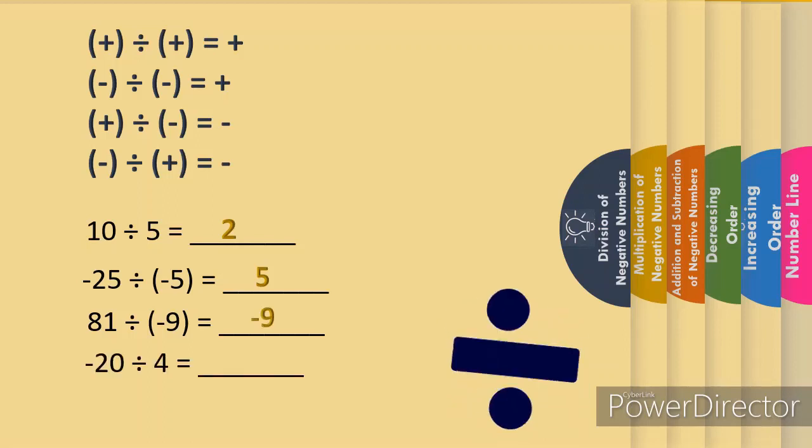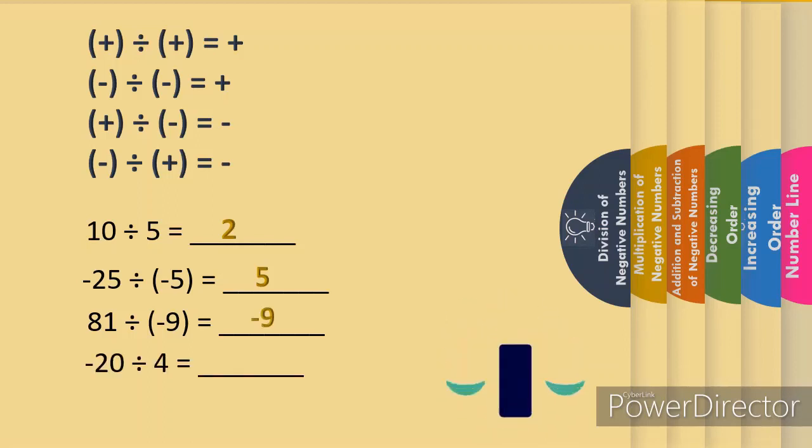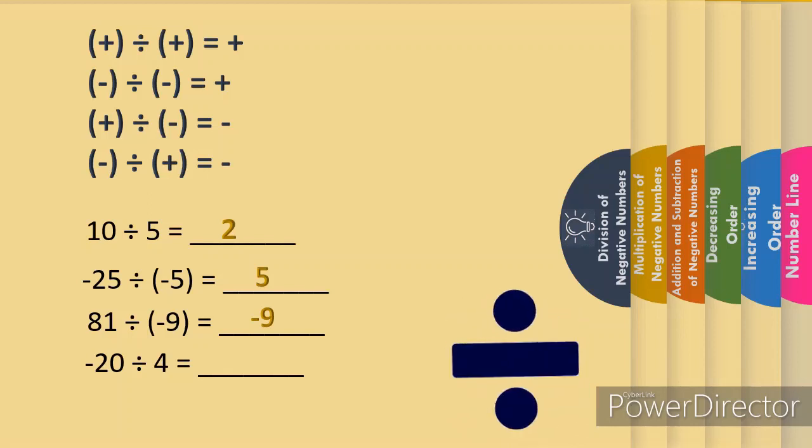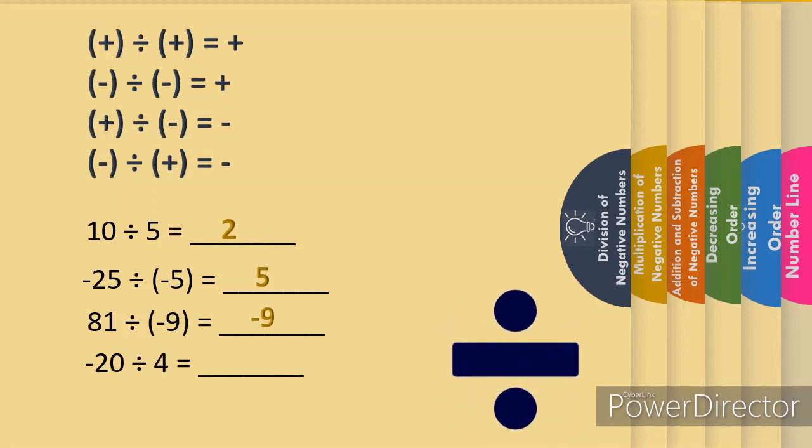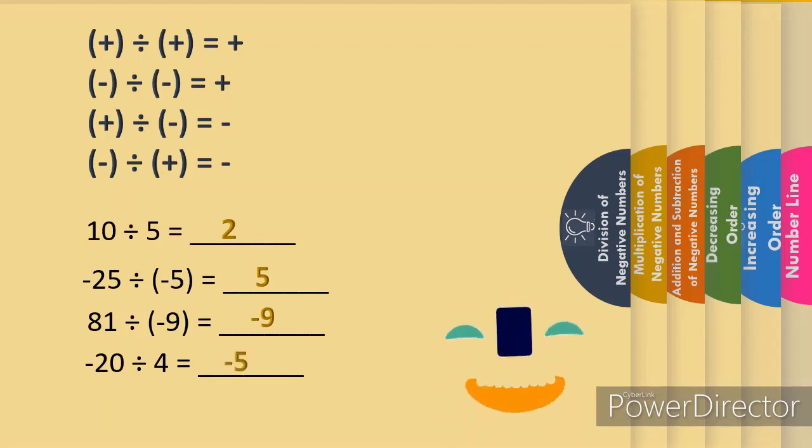Next, negative 20 divided by 4. They don't have the same sign, so the answer is negative. 20 divided by 4 is 5. The final answer is negative 5.